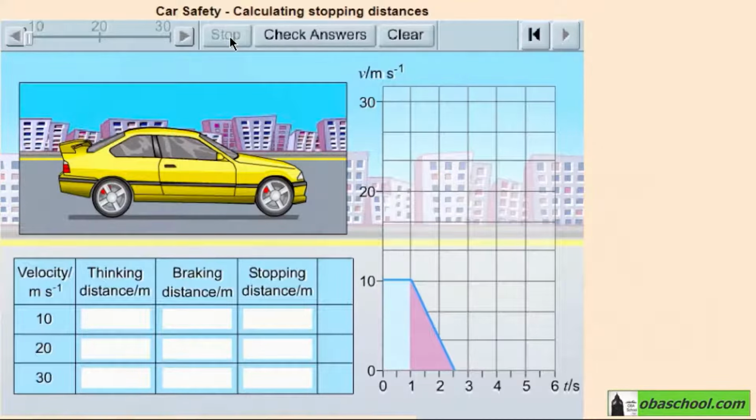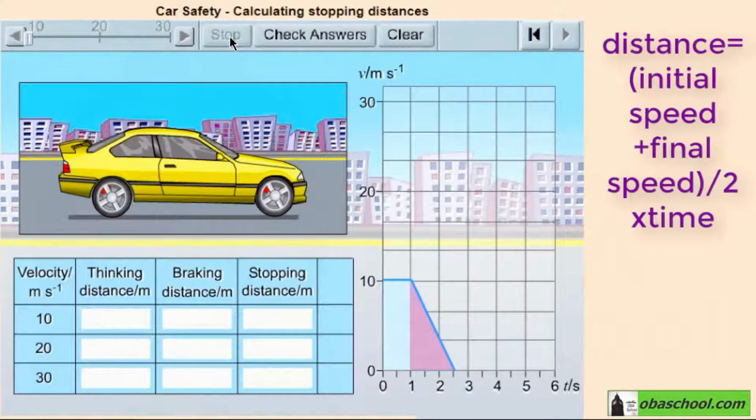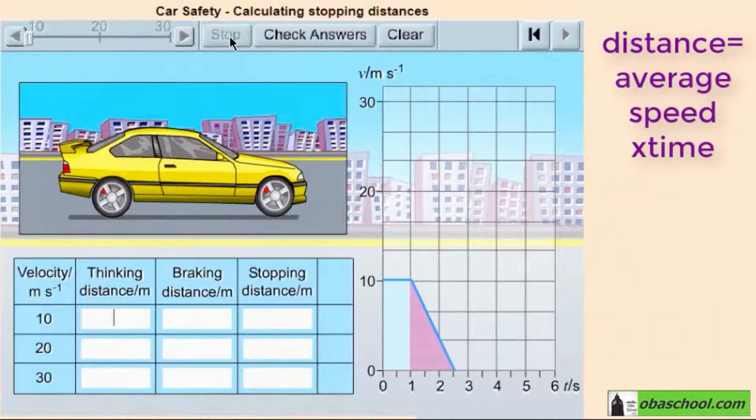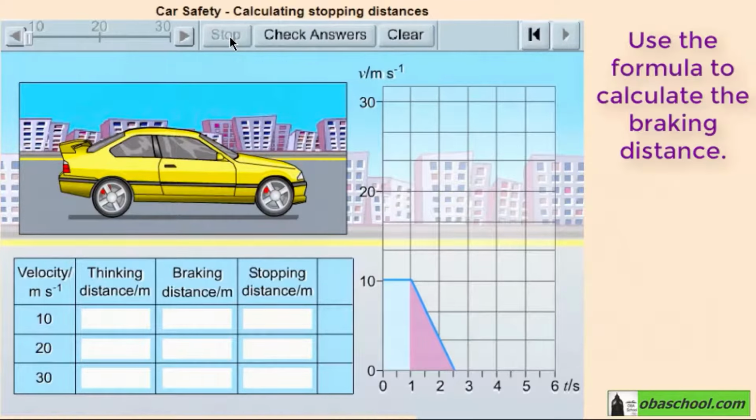Yes, the formula stating distance equals initial speed plus final speed divided by 2 multiplied by time, which is distance equals average speed multiplied by time. This distance is also called braking distance. Now use the formula to calculate the braking distance and enter the value in the appropriate cell in the table.